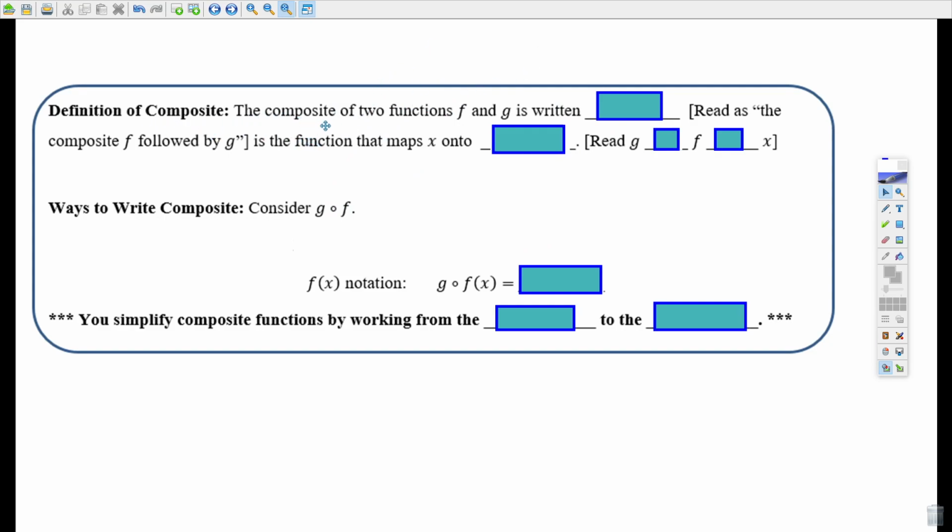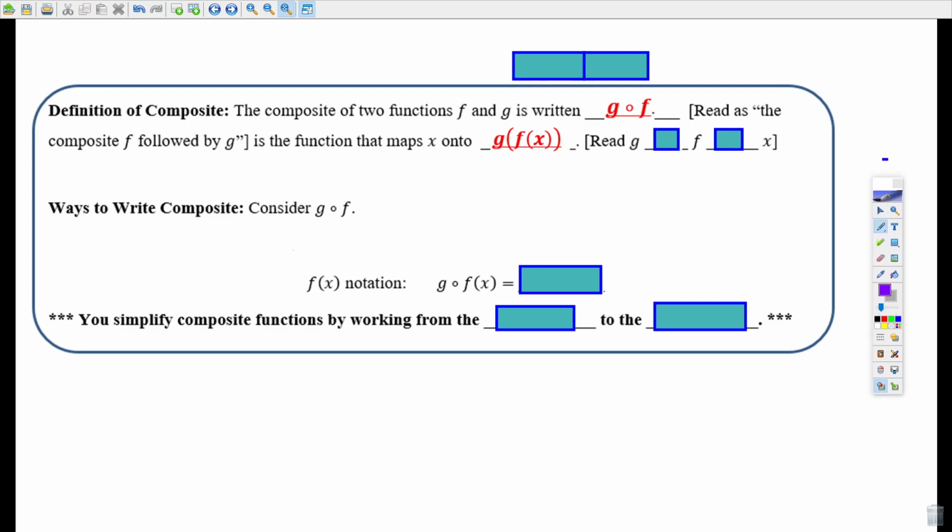So, definition of composite. The composite of two functions f and g, which could be written like this, it's g with a little circle and an f. The way you read that is the composite f followed by g is the function that maps x onto this weird thing. We got a double set of parentheses here. One thing we should probably go over is, well, what if we only had one of these? Like, what if we had something like this?